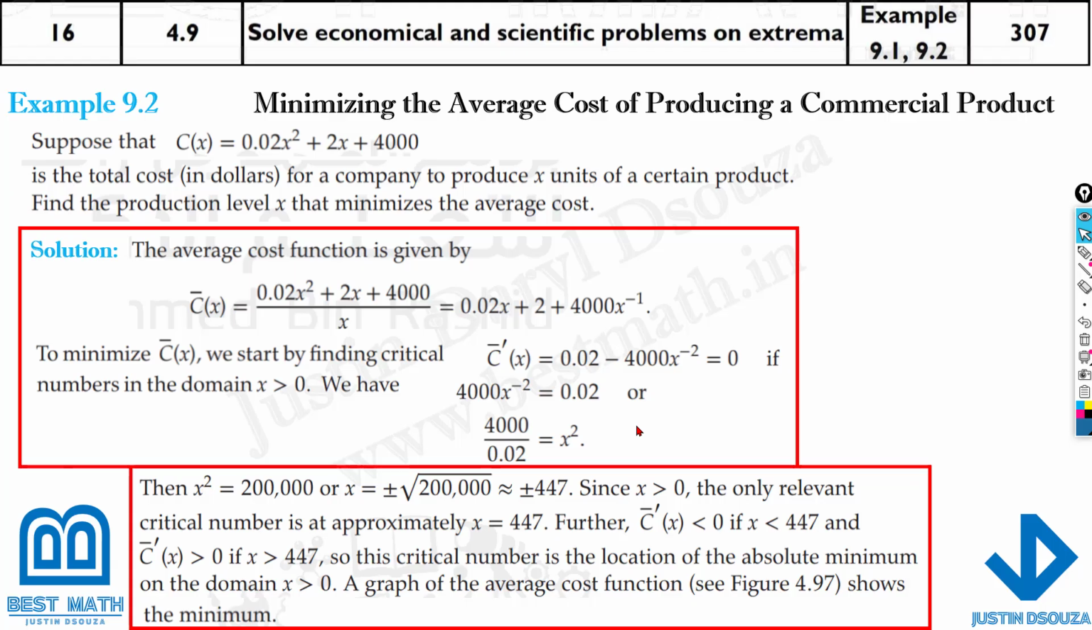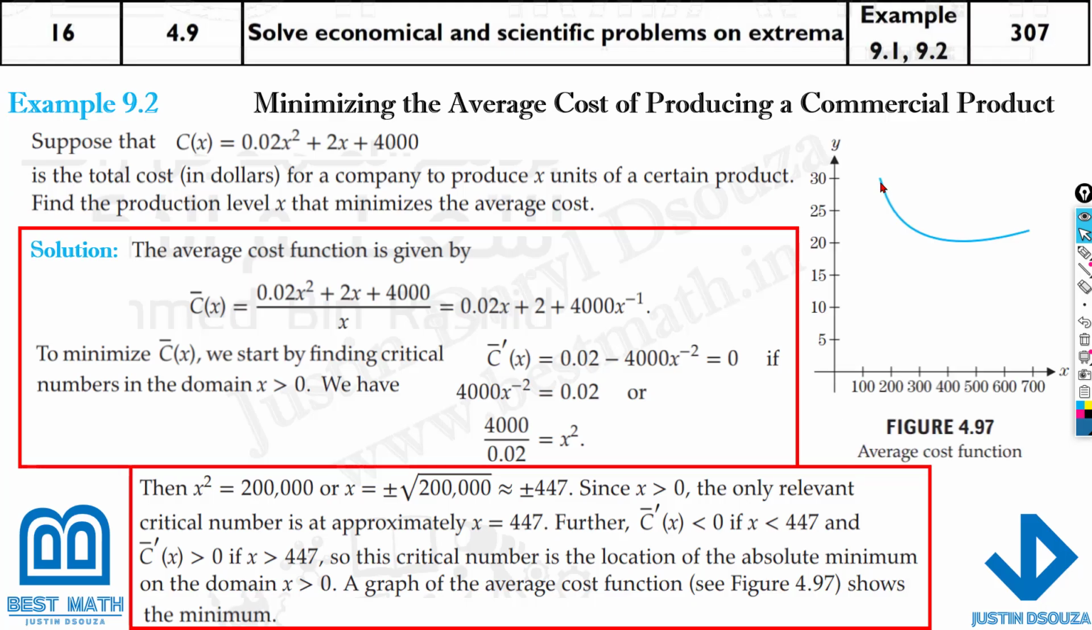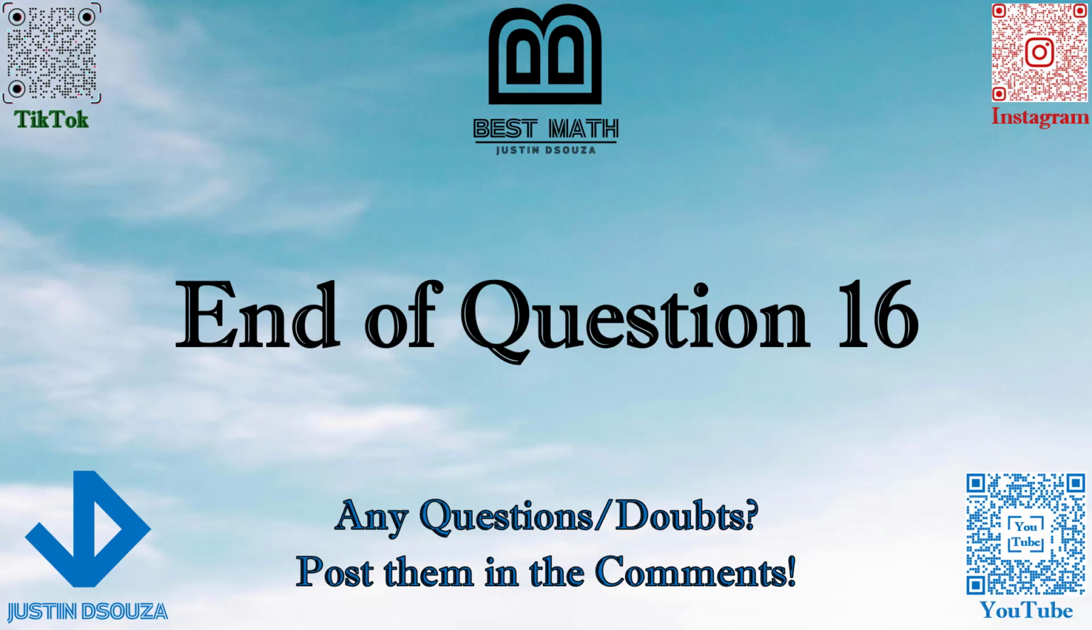Over here, we can see the same thing. We require x is 447, then we will get the minimum of this cost function. And you can see over here it's dipping until 447 units, but then it keeps on increasing again. So somewhere over here is the minimum, and then it goes up again. That is the end of this question.